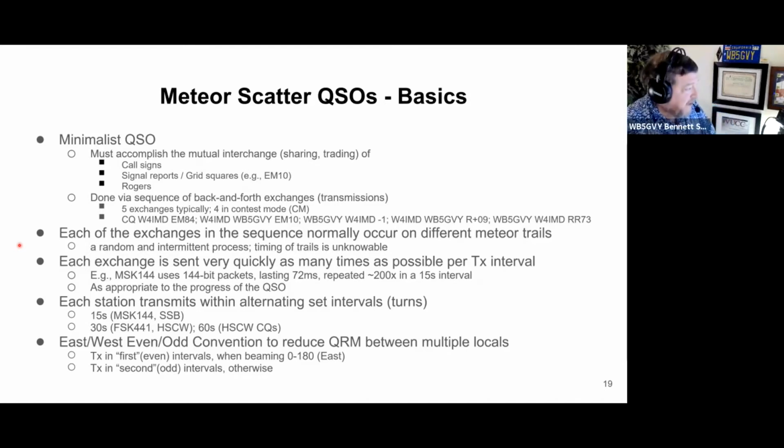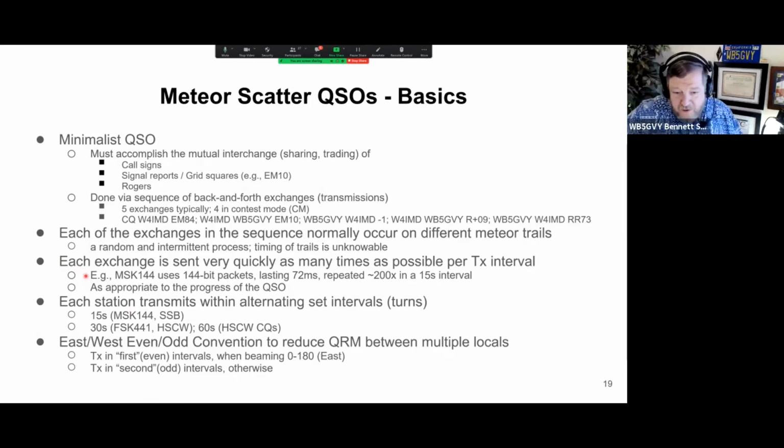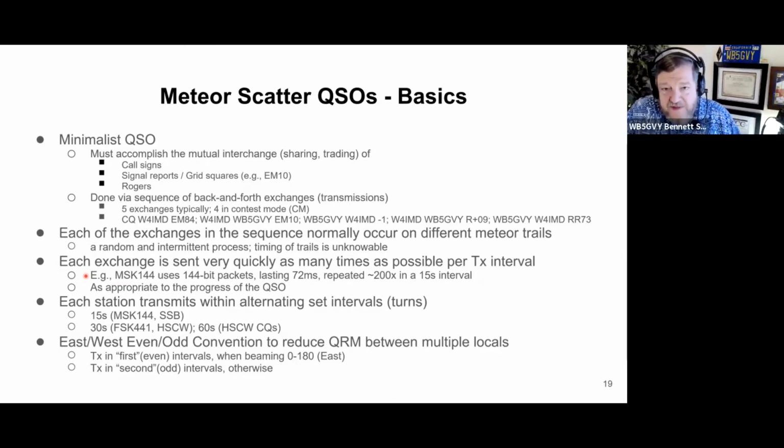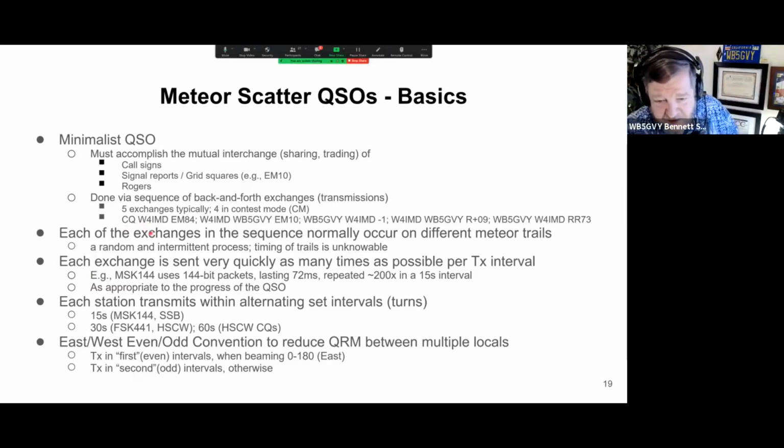So to jump ahead a little bit, we'll circle back to it. Using the mode that's referred to as MSK144, which uses 144-bit packets, each of those packets lasting 72 milliseconds, that is repeated close to around 200 times in a 15-second transmit interval. So to revisit that, when I send CQ W4IMD EM84, when W4IMD sends that using MSK144, that is packed into a 144-bit packet, and that is sent over 200 times in a 15-second interval.